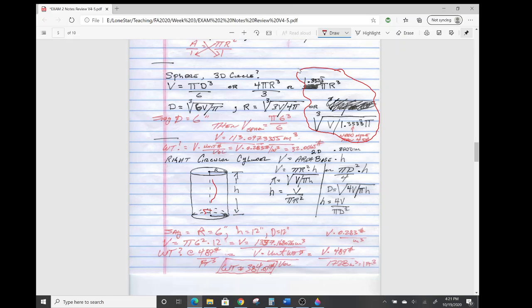So the volume is 1,357.1680. Look at all those decimal places. Inches cubed. So we want to know what the weight is. Again, it's made out of steel. It's 489 pounds a cubic foot, which is 0.283 pounds per cubic inch.